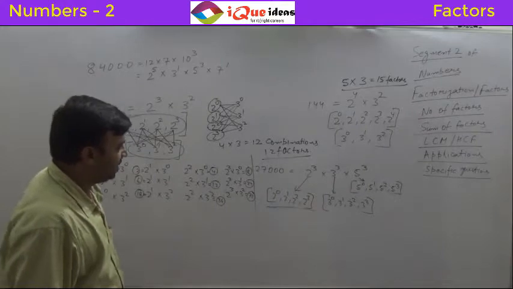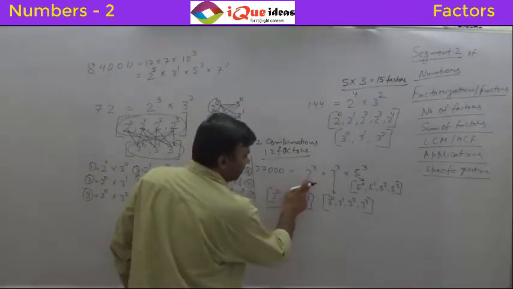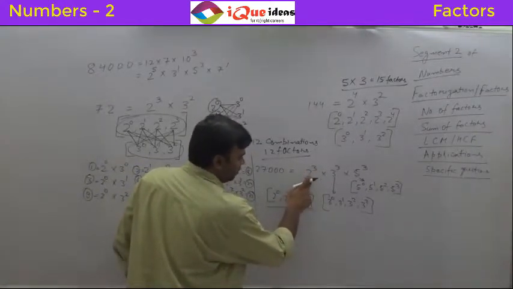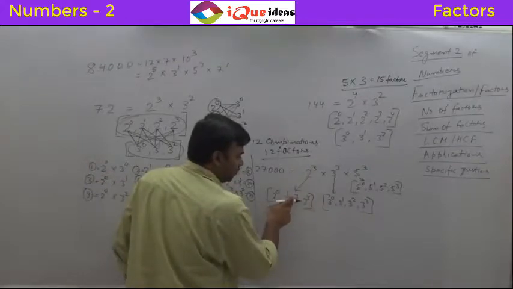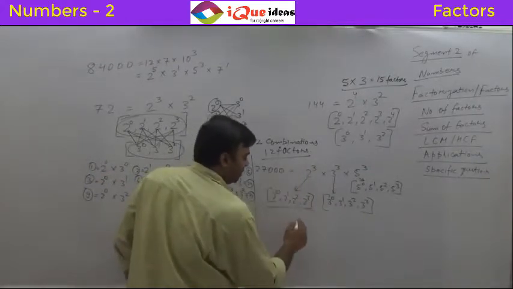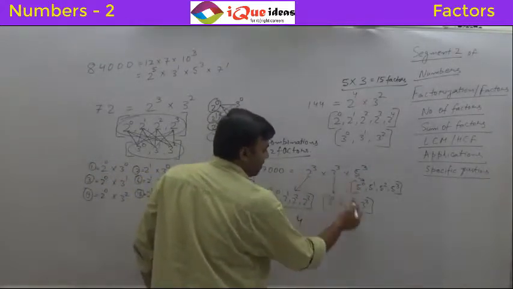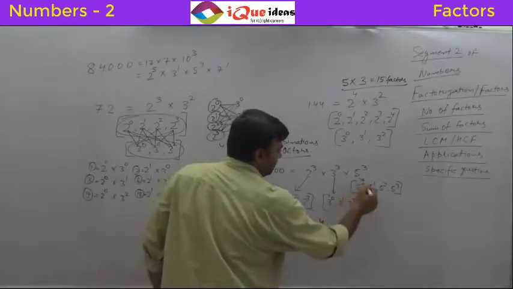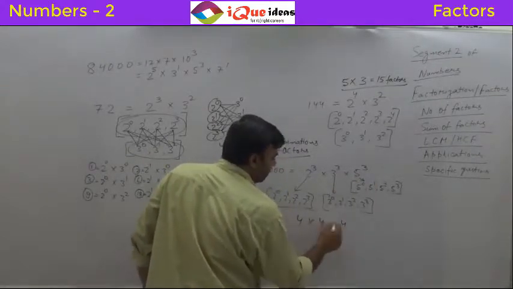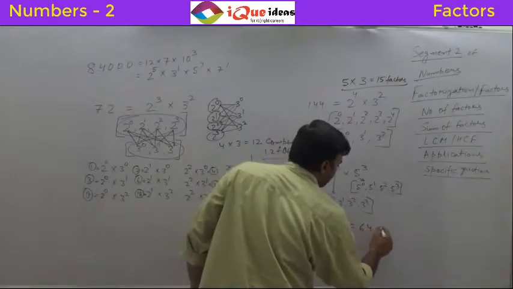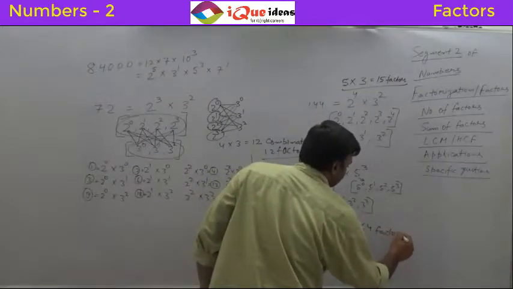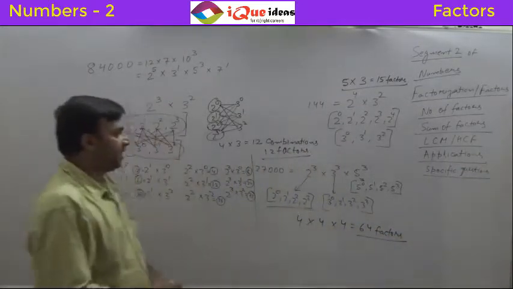Say for example 27,000. Here, 2 raised to 3 is already there, then 2 raised to 2, 2 raised to 1, 2 raised to 0. There are 4 possibilities for this. Then for 3 raised to 3, again 4 possibilities. 5 raised to 3, again 4 possibilities. So 4 into 4 into 4, which is 64 factors. So that means 27,000 has 64 factors.